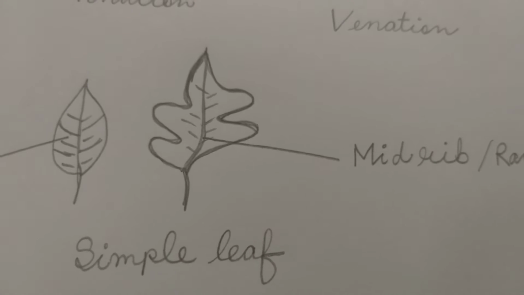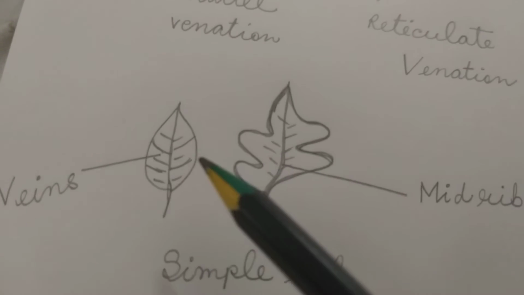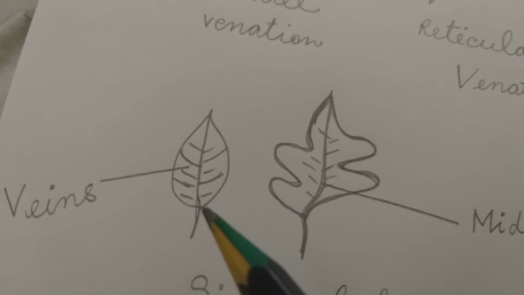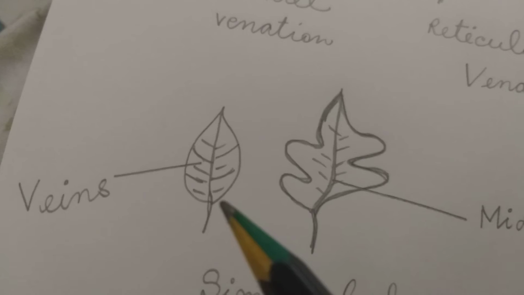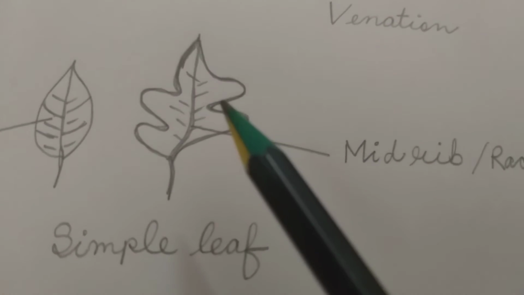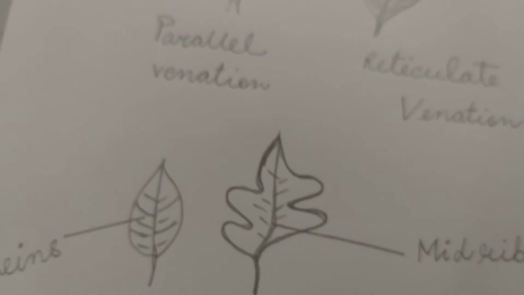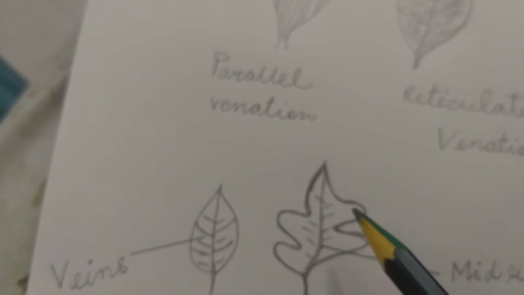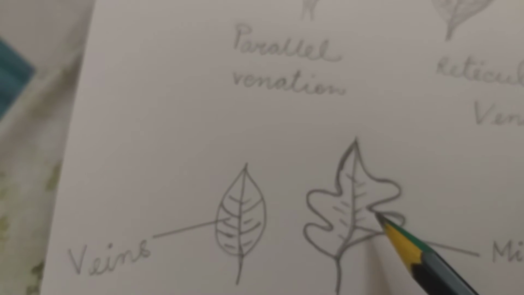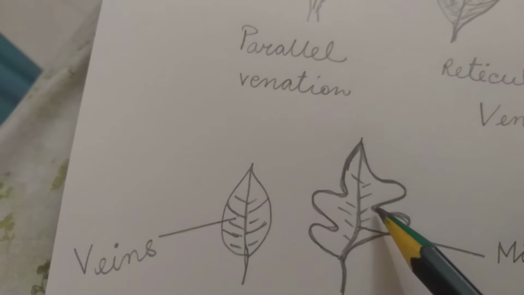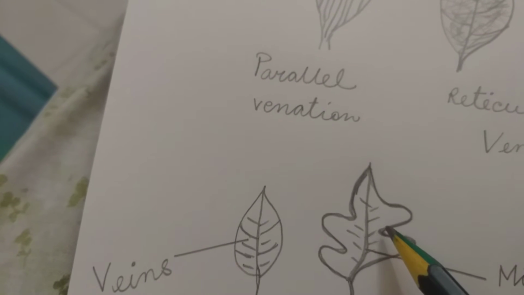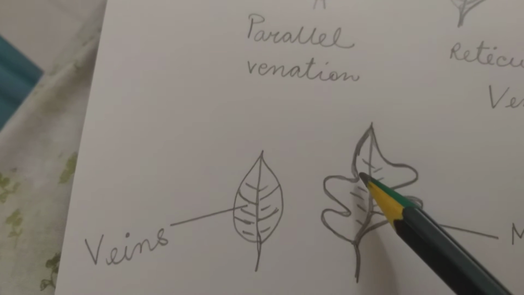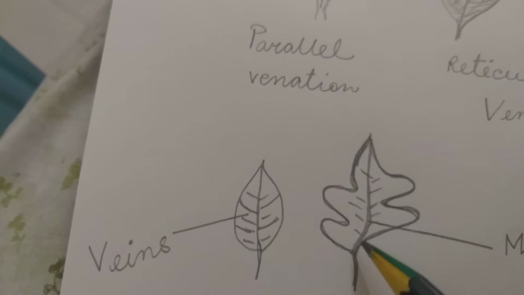Now, simple leaf. When the lamina, this part is called lamina, is entire, complete and entire, it is called simple leaf. This is also a simple leaf because the leaf is incised. The lamina is incised. These are incisions.